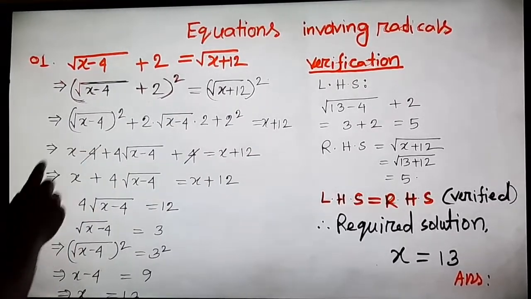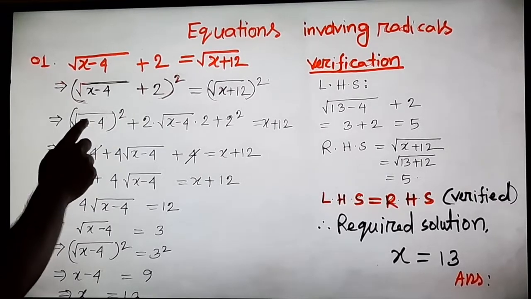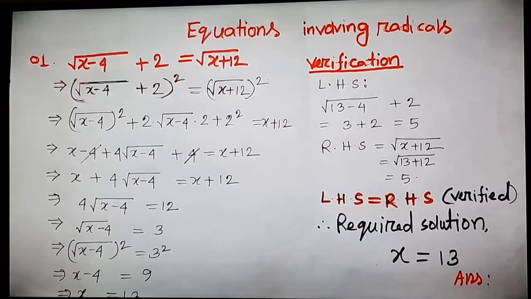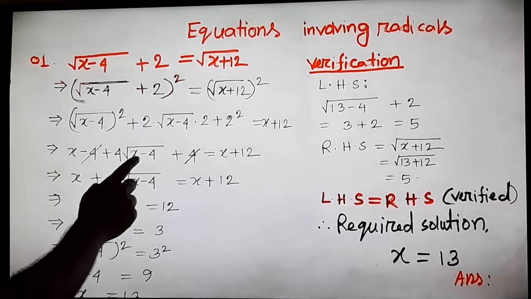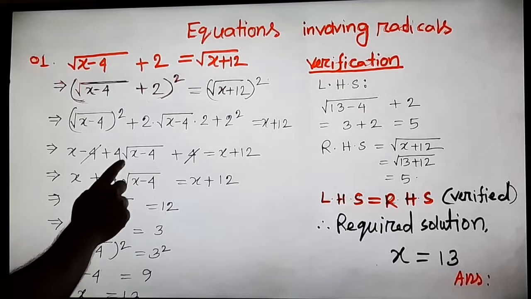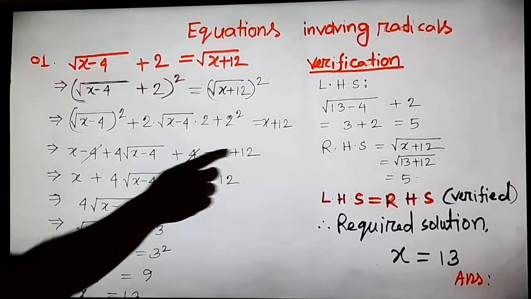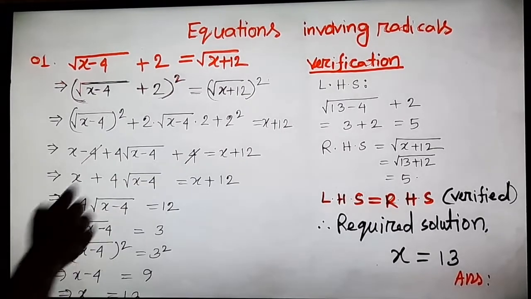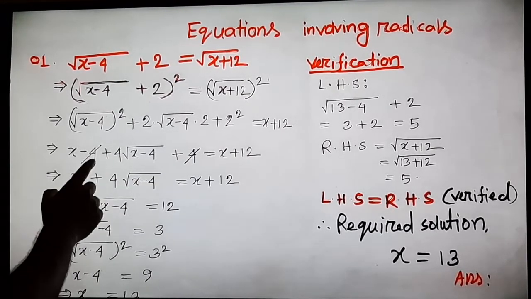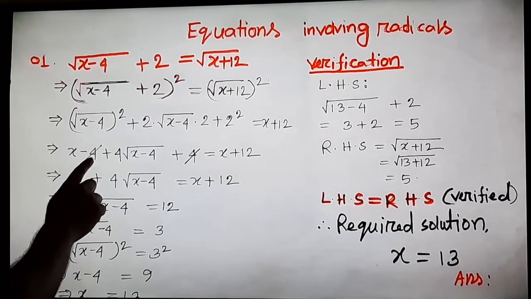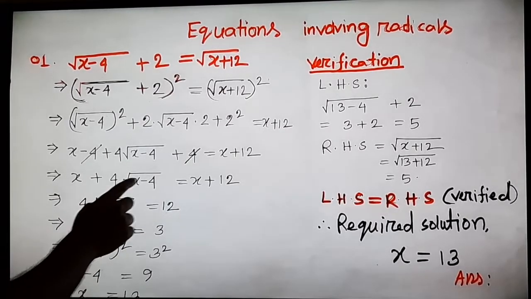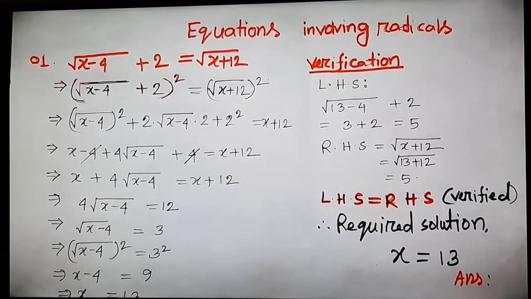Simplify this line. Root over x minus 4 whole square, the square and square root will be discarded. Then x minus 4, and 2 multiplied is equal to 4 root over x minus 4, plus 4 is equal to x plus 12. So minus 4 and plus 4 will be discarded, since minus 4 and plus 4 is equal to 0. So x plus 4 root over x minus 4 is equal to x plus 12.